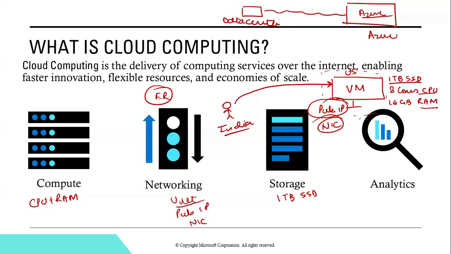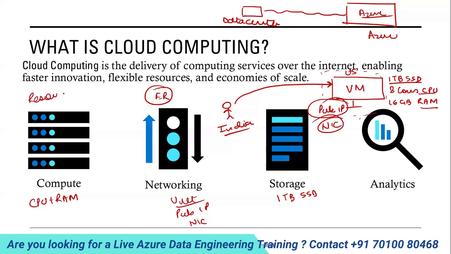So these are all your resource providers, right? We call them resource providers. Compute is a resource provider that will provide compute resources. Networking resource provider will provide networking resources. Storage resource provider will provide storage based resources. Similarly, you have database resource provider that will provide you with databases, right?